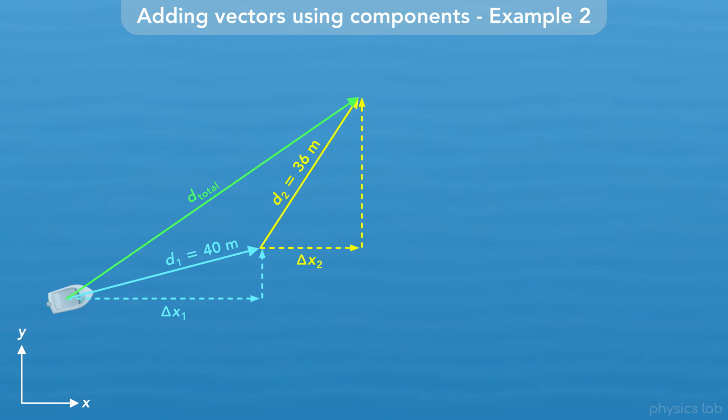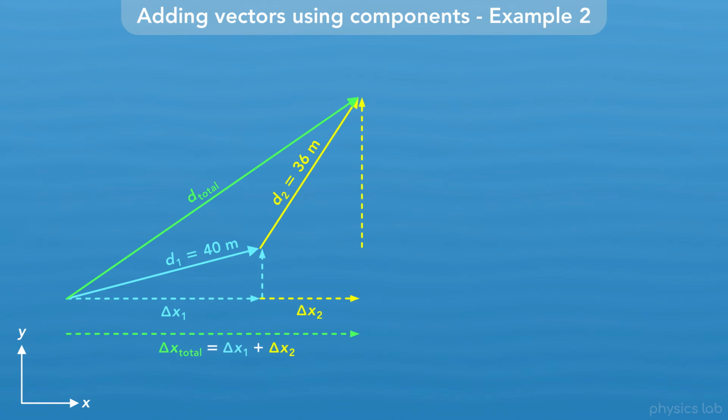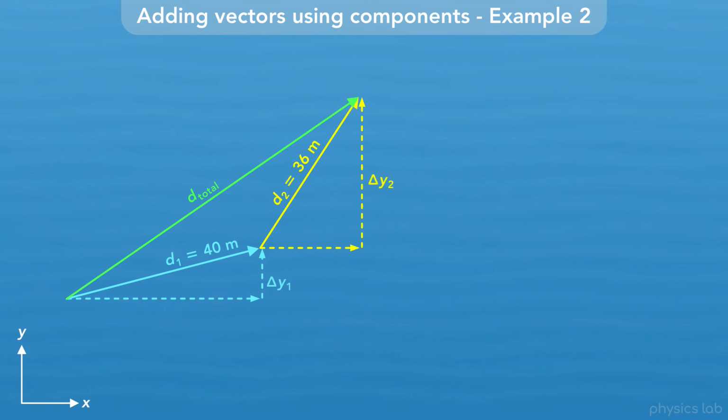First, the boat moves to the right a displacement of delta x1. Then it moves to the right again, a displacement of delta x2. So its total displacement to the right is the sum of those two displacements, delta x1 plus delta x2. And the same thing is true for the y direction. The boat moves up delta y1, and then it moves up again delta y2. So overall, it moves up a total of delta y1 plus delta y2.